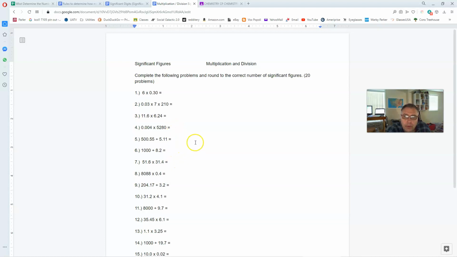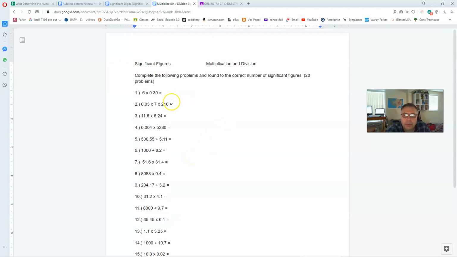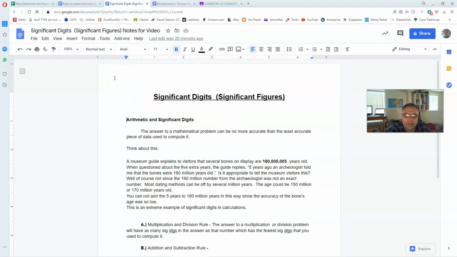The object of this little video is to go over the homework that I posted on Tuesday, which was 20 multiplication and division problems. And you can see on the screen what that looked like. Right? Now, before we get going on this, we ought to maybe just have a little bit of a discussion.